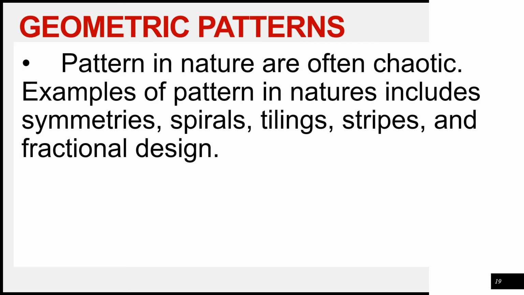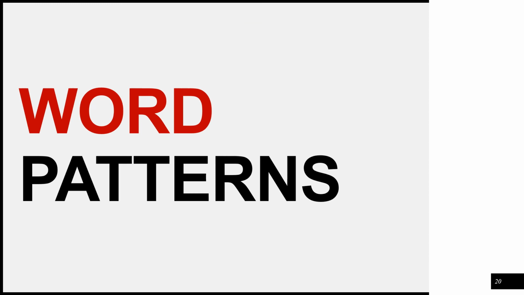Patterns in nature are often chaotic. That means it can be very disturbing, or it has plenty of details that can be a little bit difficult to stare at in the eyes. Examples of patterns in nature include symmetries, spirals, tilings, stripes, and fractal designs.